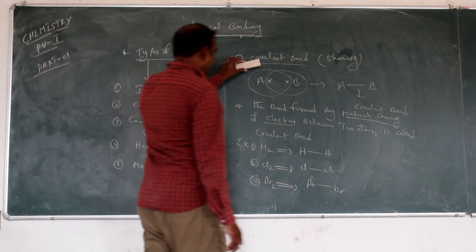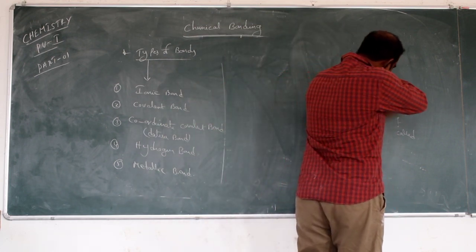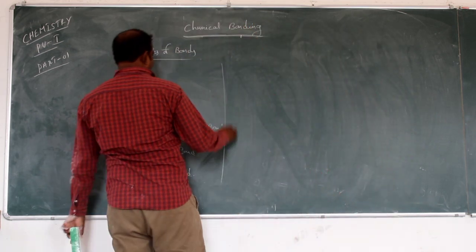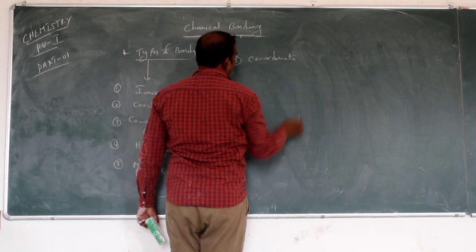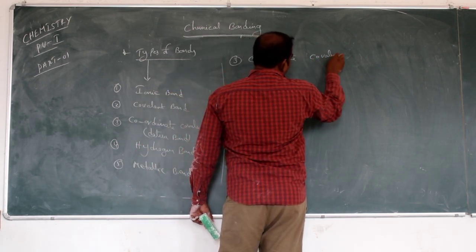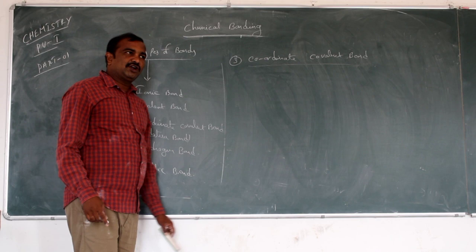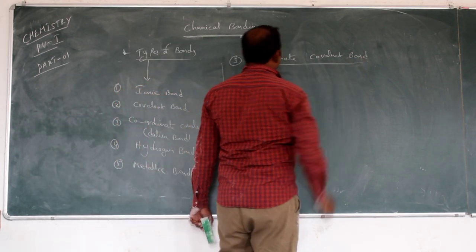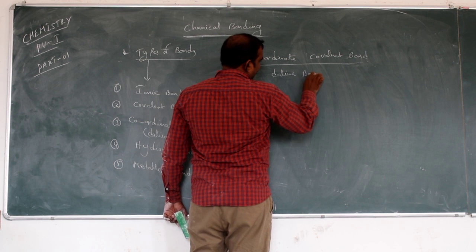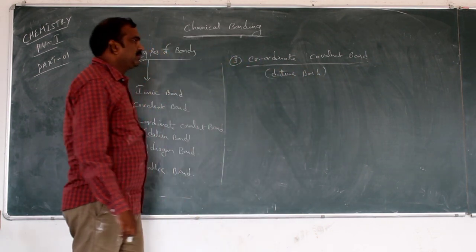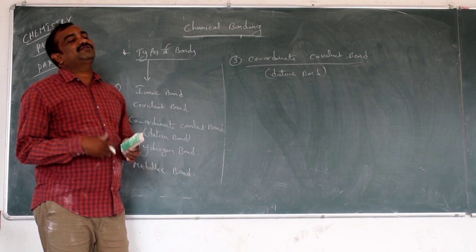Next, the coordinate covalent bond. Look here, in the name itself there is "coordinate", so one atom coordinates to form a covalent bond. A coordinate covalent bond is also called a dative bond. One is giving cooperation, one is coordinating, and with the second one it is forming a bond.